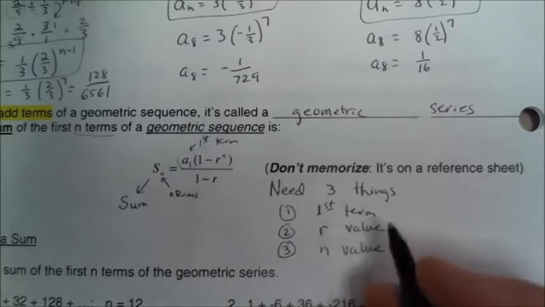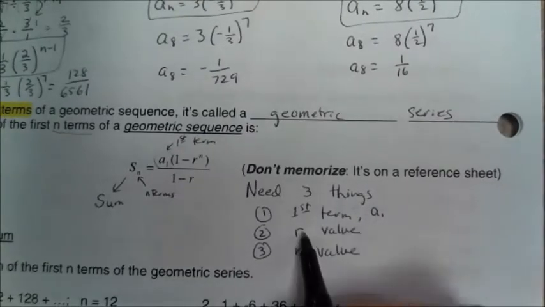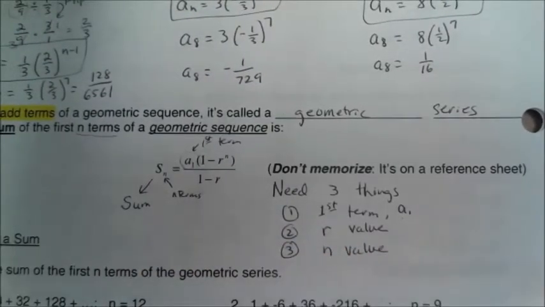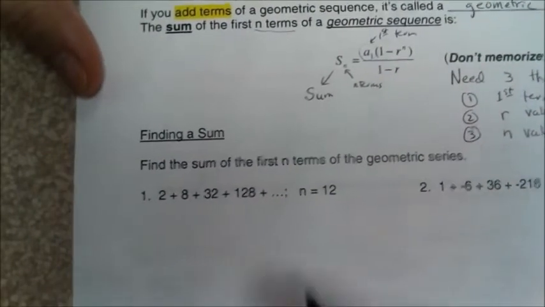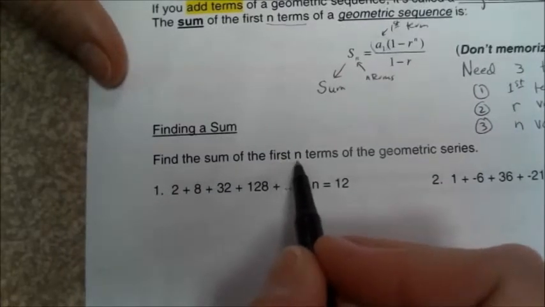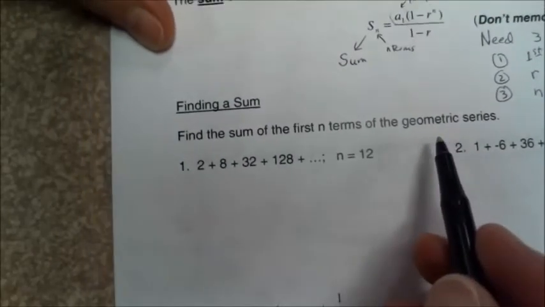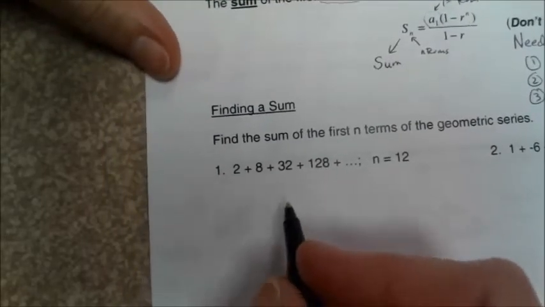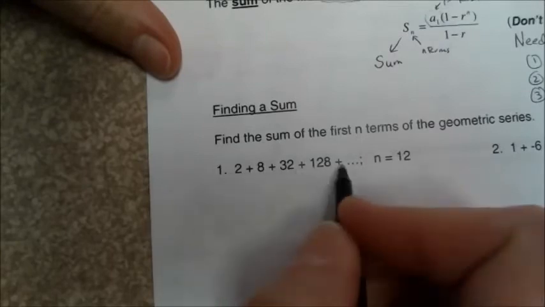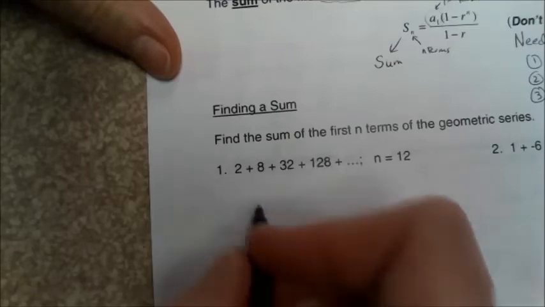So once you have the first term, which is called A1, R, and N, all you have to do is substitute it in this formula and you can figure out the sum. So this is how it works. We're going to sum the first n terms, and I'll give you n, it's 12 or 9, of these geometric series. So you don't have to even determine if it's a geometric series or not, I tell you that. So here's a geometric series. It looks like you're going to multiply by the same number each time, and we'll figure that out.